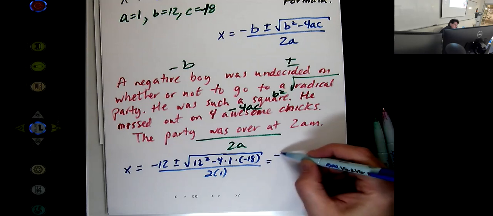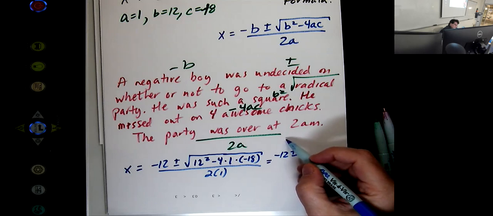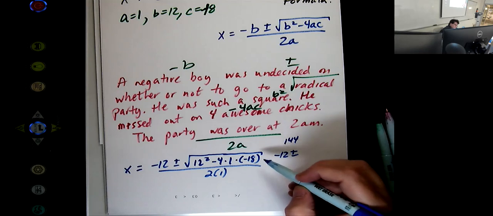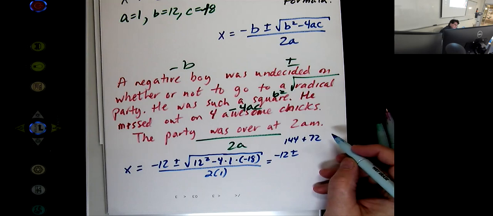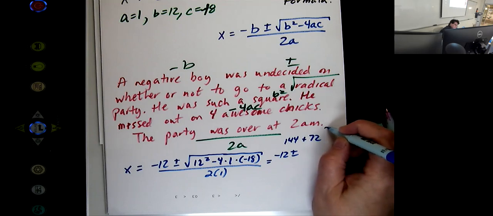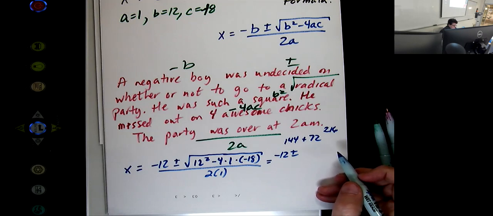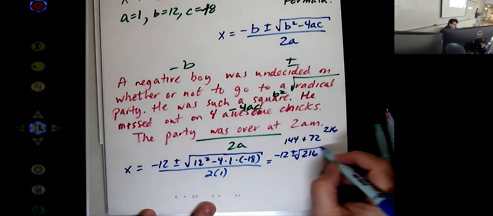So we got a negative 12, we got plus or minus. Inside the radical, we've got 12 squared is 144. And then minus 4 times negative 18 is plus 72. And this adds up to 216, all over 2.